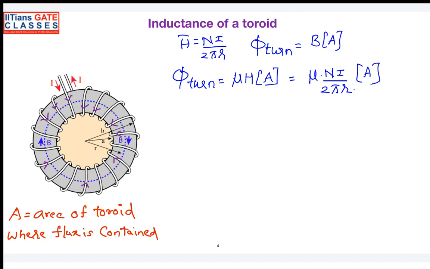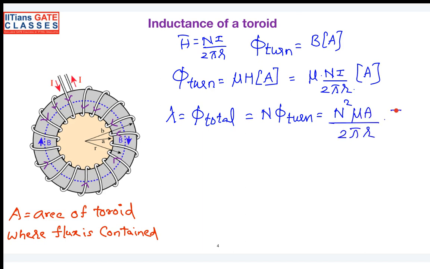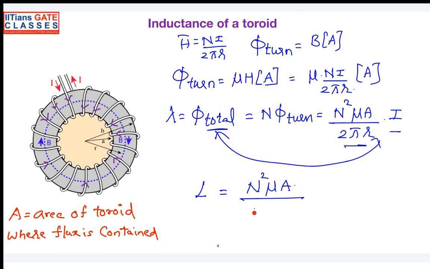So what will be the total flux linkage now? The total flux linkage is equal to the number of windings times the flux per turn. So what you get in that case is N square mu A divided by 2 pi r, into I. You can correct me if I am wrong. Compare these two equations. This is of the form: total flux linkage equals L into I. So by comparing, the inductance of the toroid is given as N square mu A divided by 2 pi r.